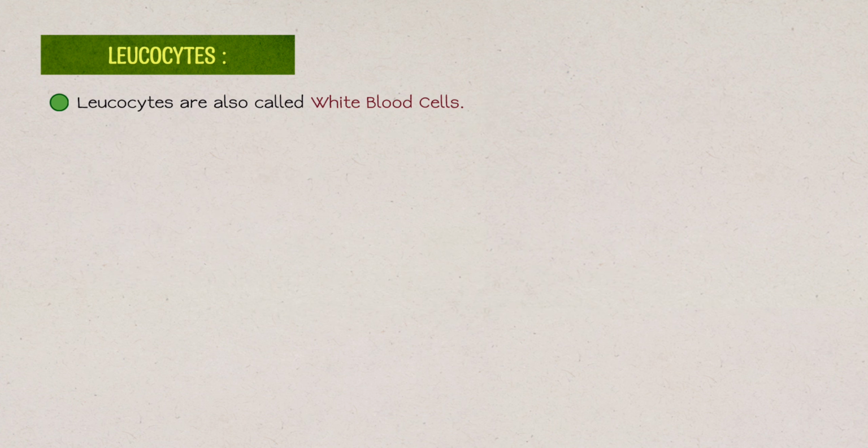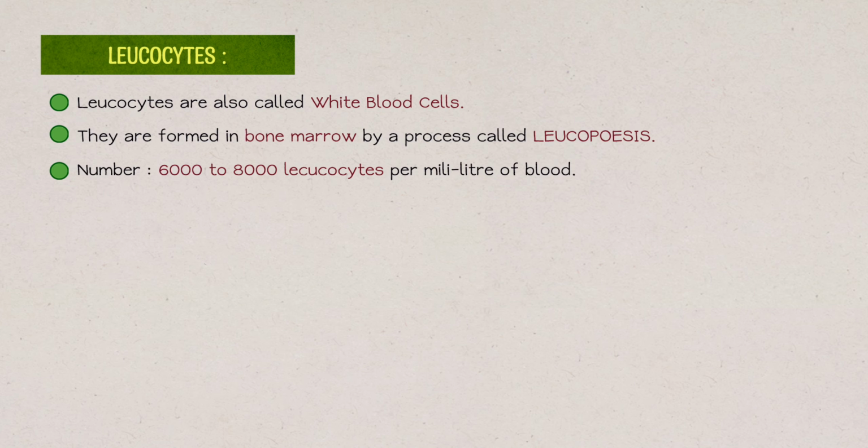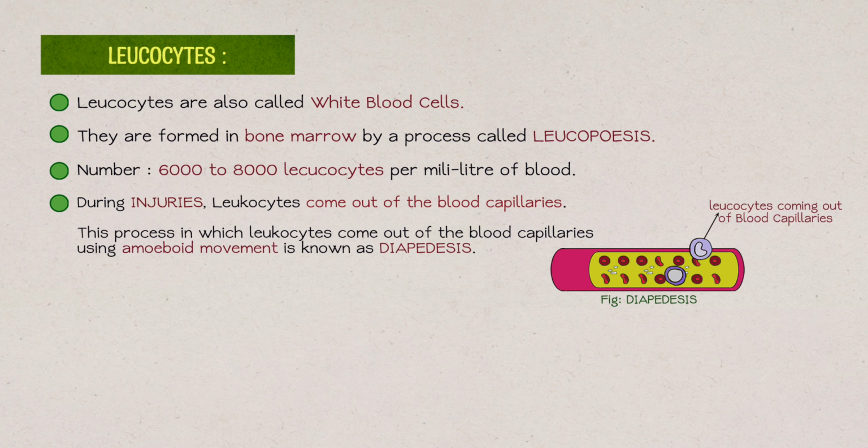Next, we will look into leukocytes. Leukocytes are also known as white blood cells. They are formed in bone marrow. The process of formation of leukocytes is known as leukopoiesis. There are around 6,000 to 8,000 leukocytes per cubic millimeter of blood. During injuries, the leukocytes tend to come out of the blood capillaries. This process in which leukocytes come out of the blood capillaries using amoeboid movement is known as diapedesis.